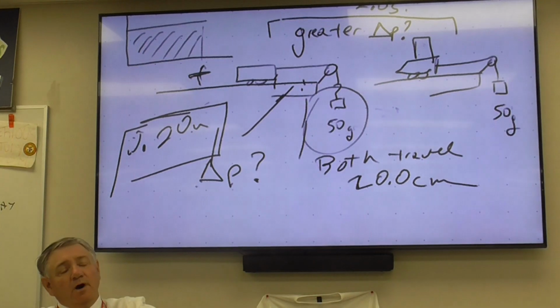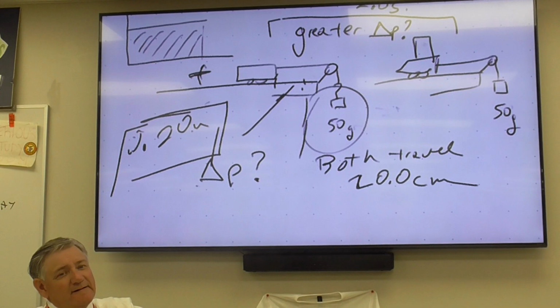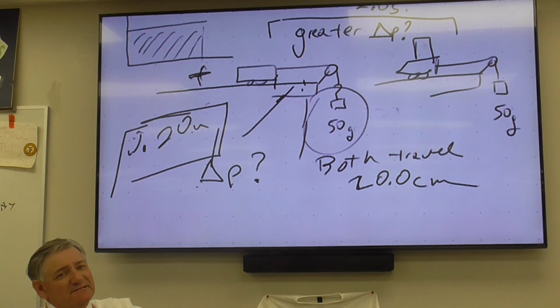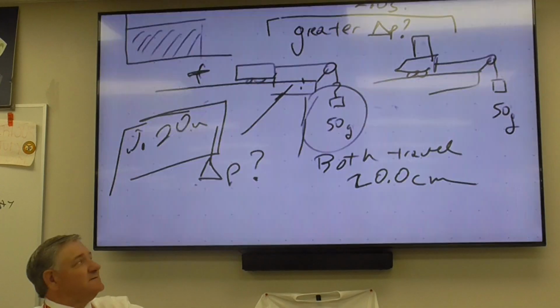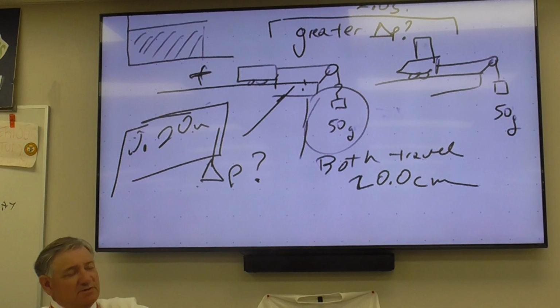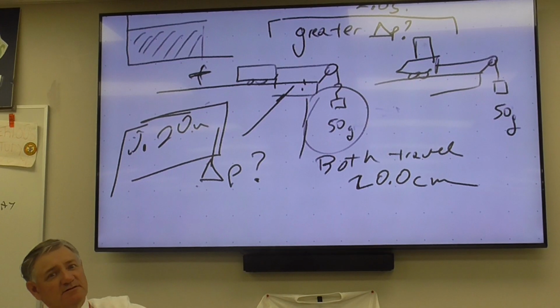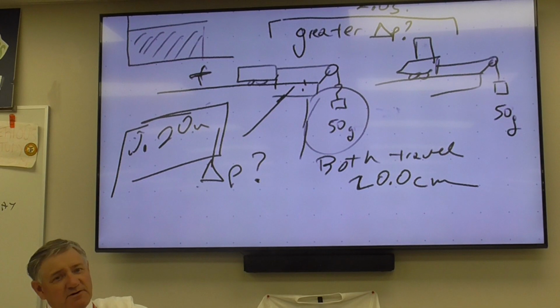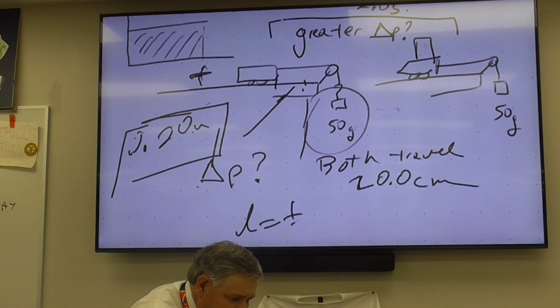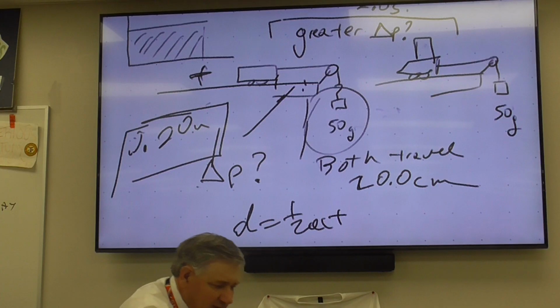More massive cart. Why? Because the less massive cart will undergo the same force for a shorter amount of time. Talk about acceleration. Which one's going to have the greater acceleration? The smaller cart, right? True? Yeah. And distance traveled equals 1/2 a t squared.